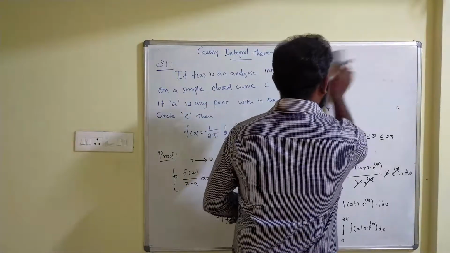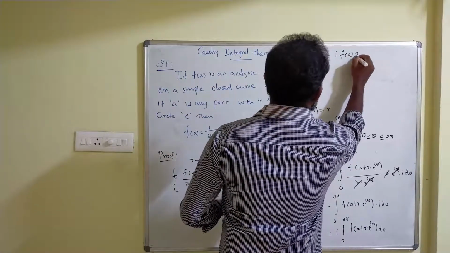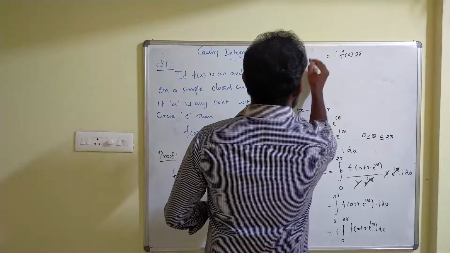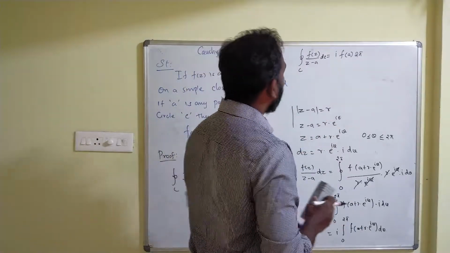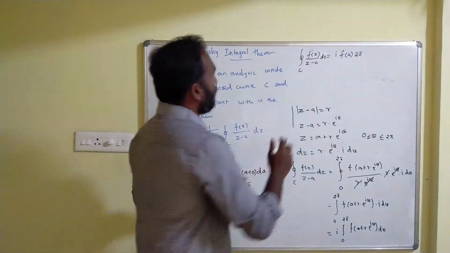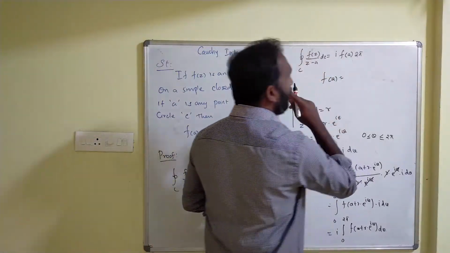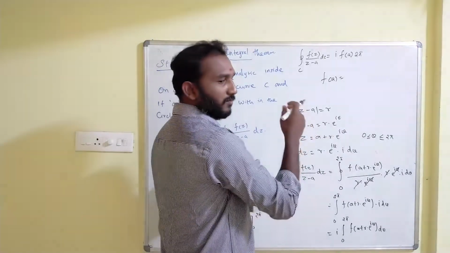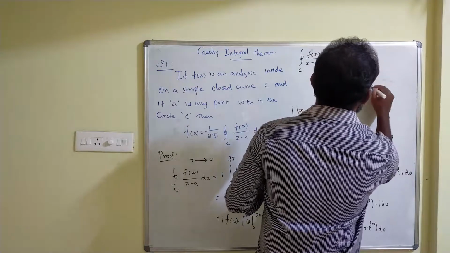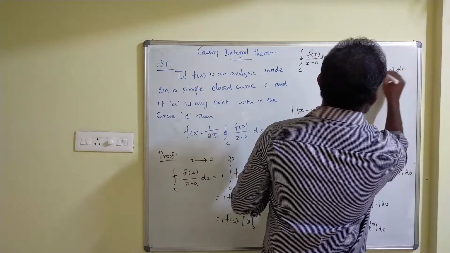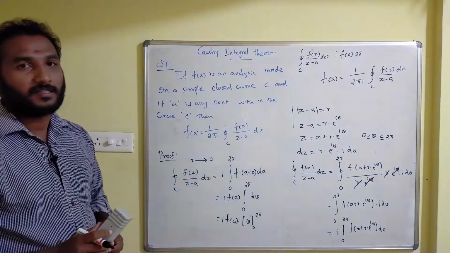So here, which is equal to i into f of a into 2 pi, which is integral over C f of z divided by z minus a into dz. We need to find the f of a value, that is what is given. So f of a is equal to, operate i into 2 pi on both sides, you will get 1 by 2 pi i integral over C f of z into dz divided by z minus a. This will give the proof of the Cauchy integral formula.